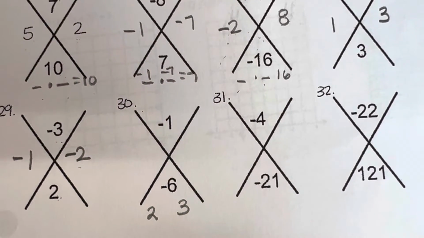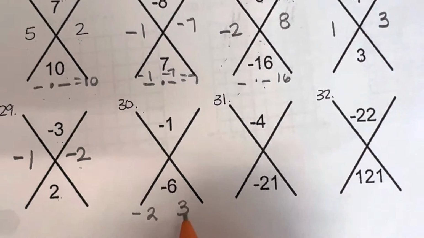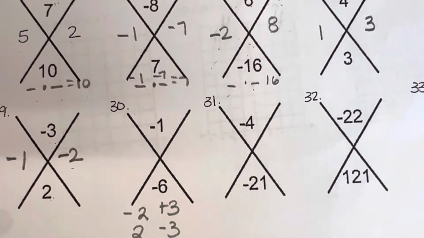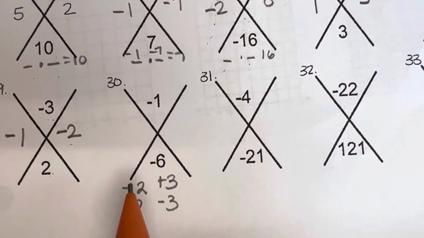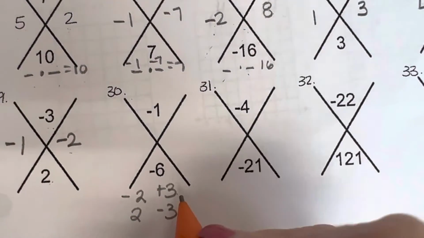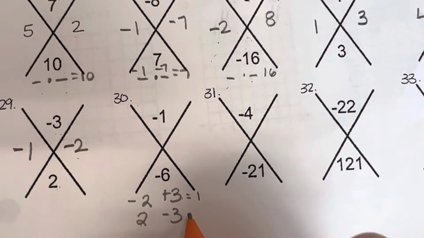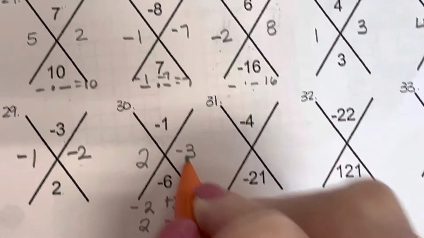2 times 3 is 6, one of them needs to be negative. So I could do a -2 and a +3, or I could do 2 and -3. Which one's going to give me -1? -2 plus 3 gives me +1. +2 minus 3 gives me -1. So I want 2 and a -3.